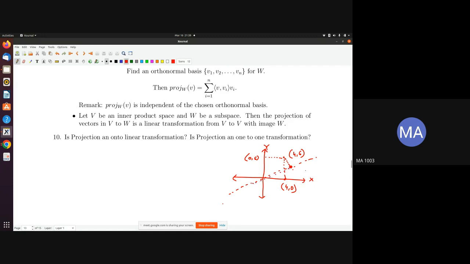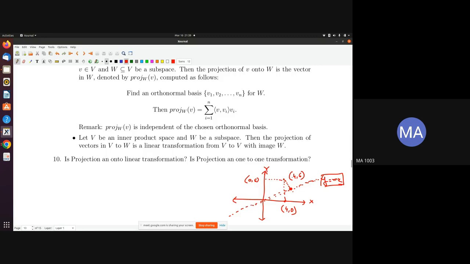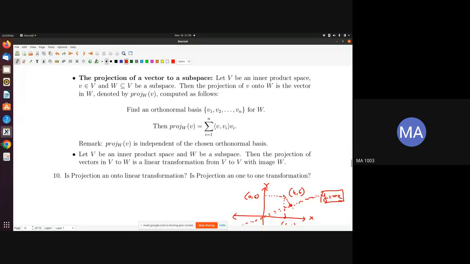So this is any arbitrary subspace. For the x-axis and y-axis it is easier because we just make one coordinate 0. But what about some other line, y equal to mx? This is also a subspace. What will be the projection of (4,6) on that subspace? That is what we will learn, how we will do that. The process is very simple.